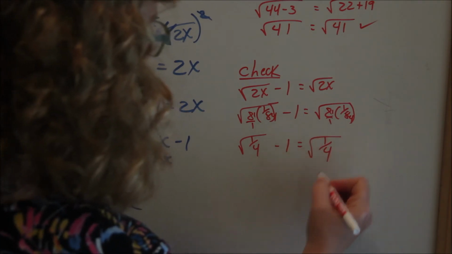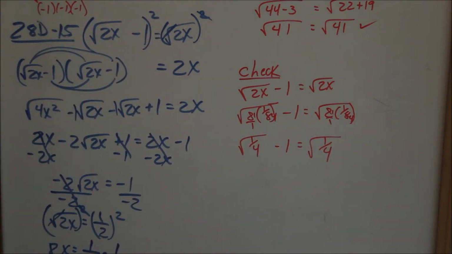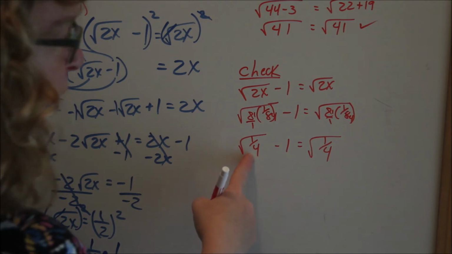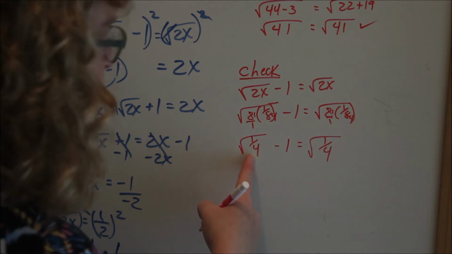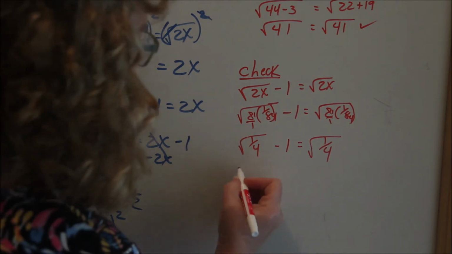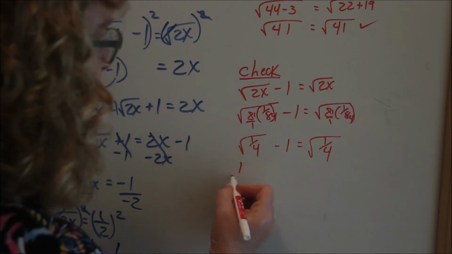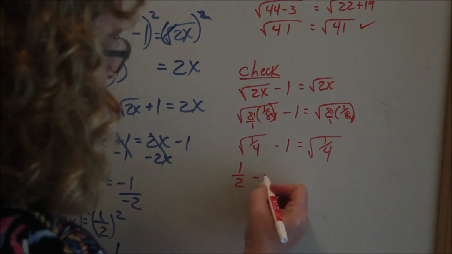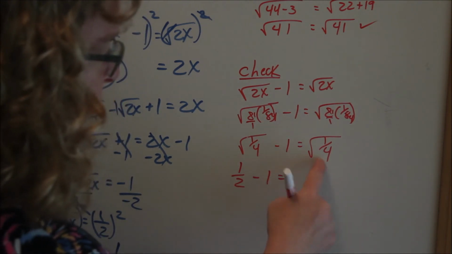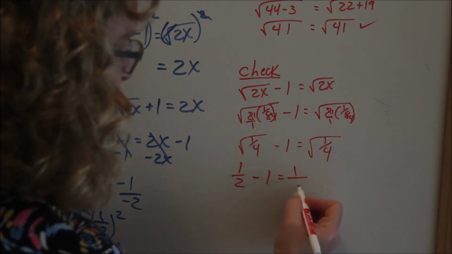When you do the square root of a fraction, that's the square root of the numerator over the square root of the denominator. You take the square root of both. The square root of 1 is just 1. Square root of 4, just 2. Minus 1 equals square root of 1, 1 over square root of 4, 2.